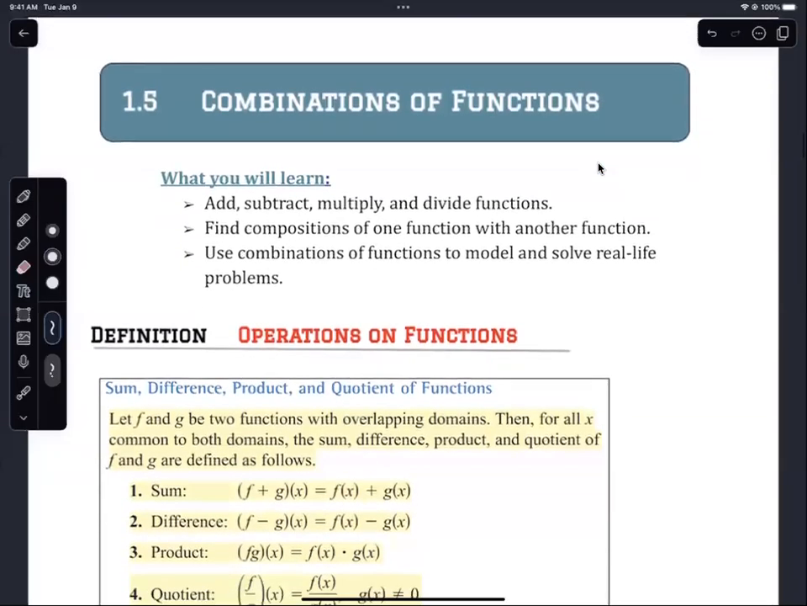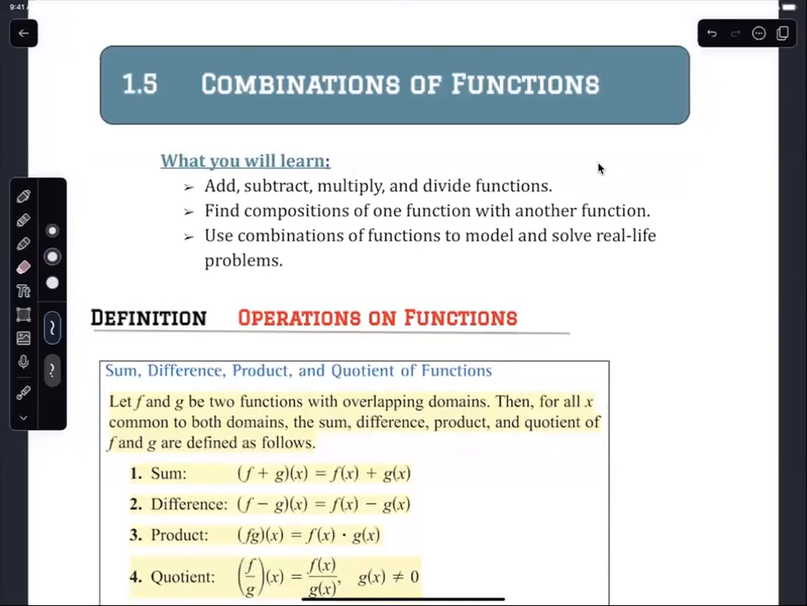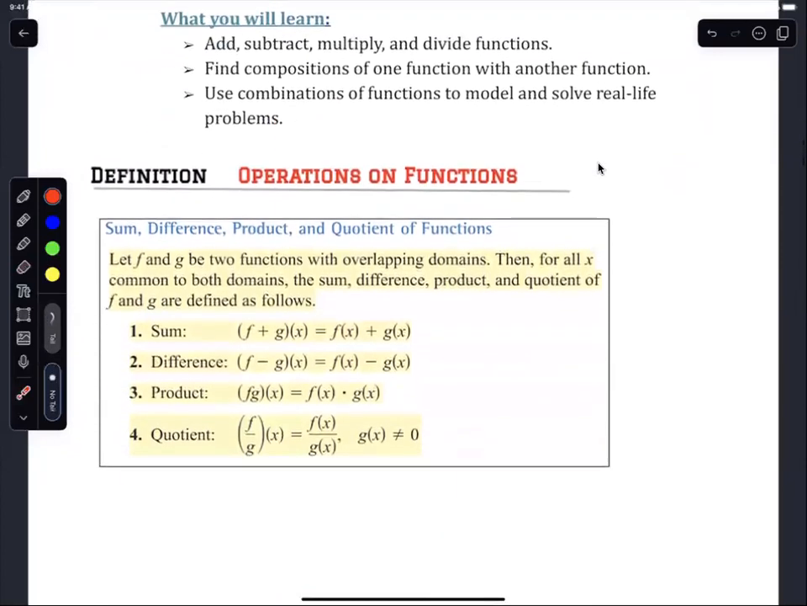Chapter 1.5, combinations of functions. So in this section, we're going to review adding, subtracting, multiplying, dividing functions, finding compositions of one function with another function. So this is something new, and then using them to solve and model real life problems.